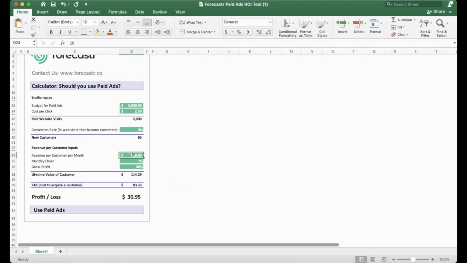So if you get $10 a month, how long are you going to get that $10 a month on average? That's what this churn rate is trying to determine. And then the gross profit percentage is trying to determine how much of that is actual profit.